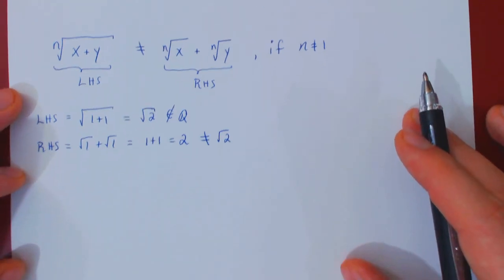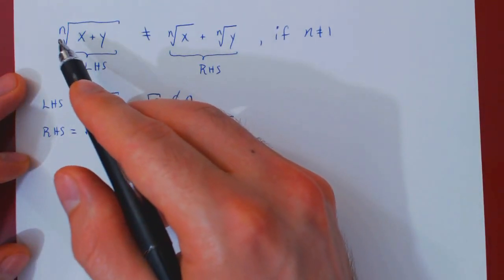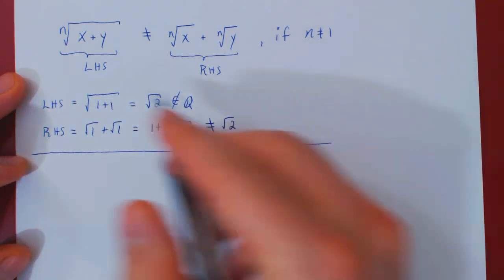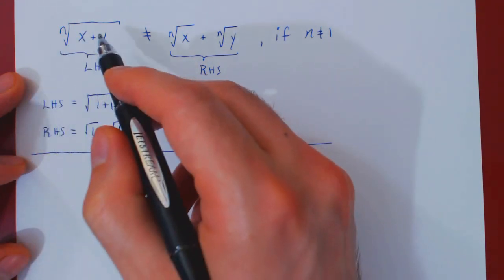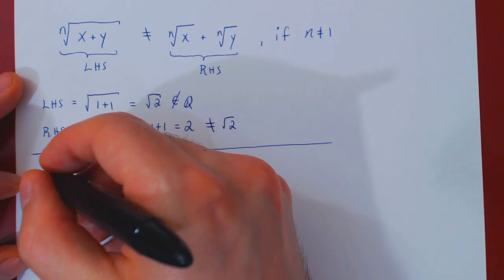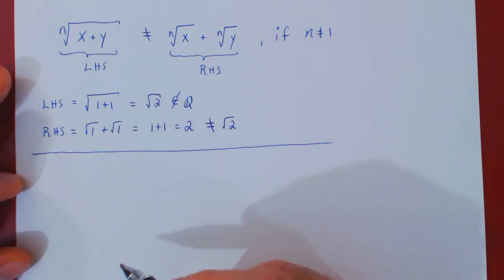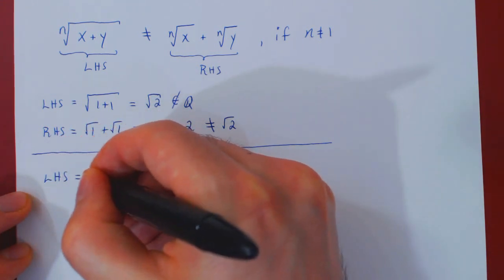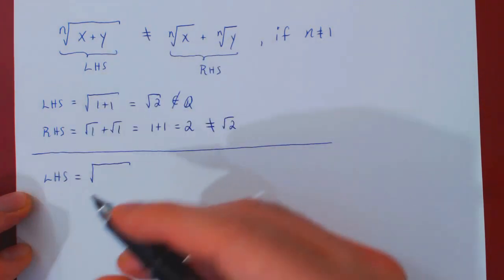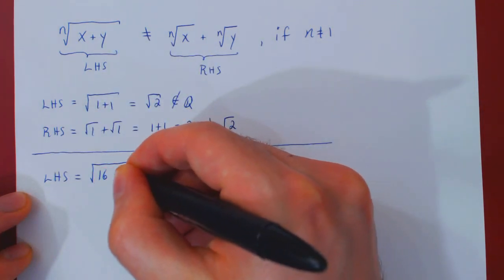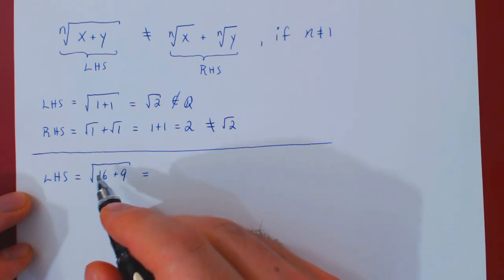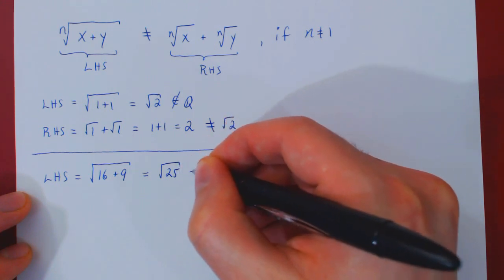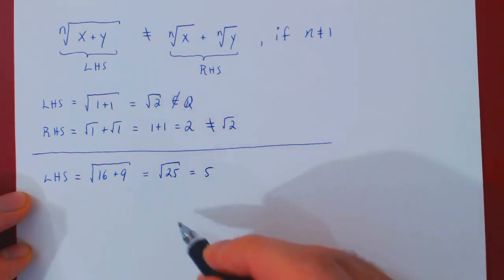We can give another example. Let's now pick again n to be 2. So we have once again the familiar square root. Let's pick x to be 16 and y to be 9. This will provide an even nicer counterexample, and you'll see why in a second. So then the left-hand side is the square root of, and again 16 plus 9 is 25, so root of 25, which is of course 5, as 5 squared is 25.